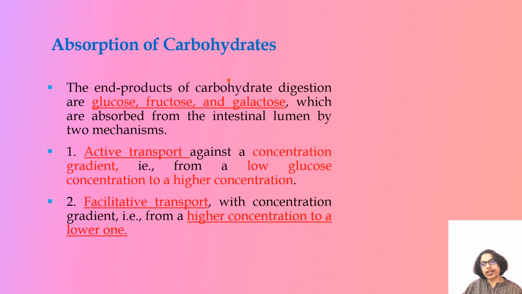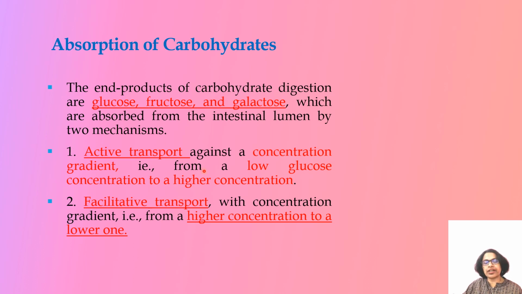Then let us talk about the absorption of carbohydrates. The end products of carbohydrate digestion are glucose, fructose and galactose. This you have to remember. These are absorbed from the intestinal lumen by two mechanisms. How is it getting absorbed from the intestinal lumen? The two mechanisms are, one is active transportation, and the other one is facilitative transportation.